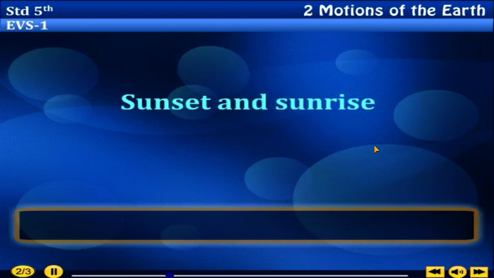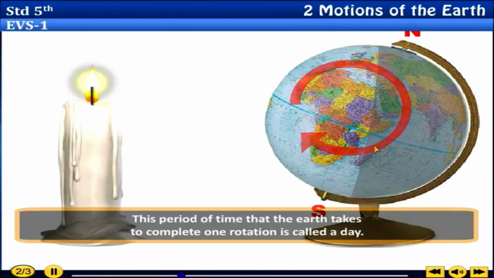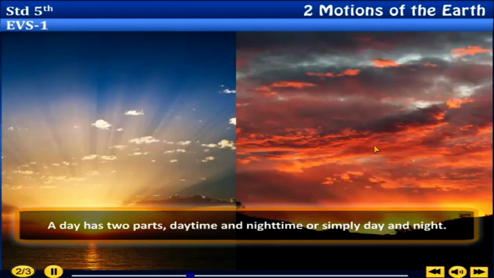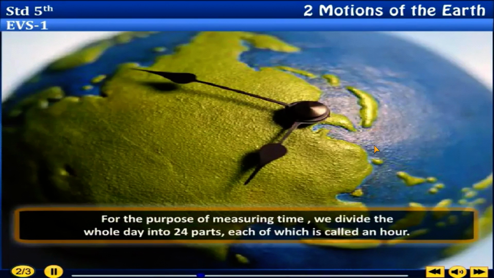Sunset and sunrise. When the Earth completes one rotation, that is, when it makes one complete turn around itself, this period of time that the Earth takes to complete one rotation is called a day. A day has two parts, daytime and nighttime, or simply day and night. For the purpose of measuring time, we divide the whole day into 24 parts, each of which is called an hour.